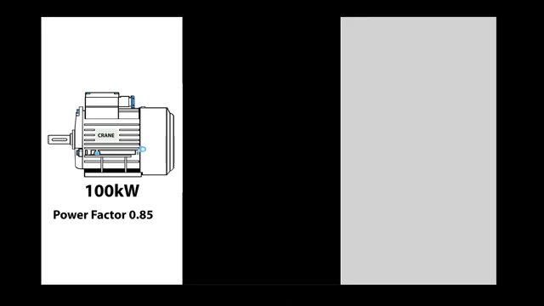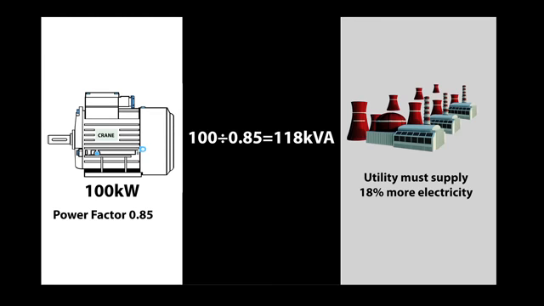If we have a hypothetical electric motor rated 100 kilowatts, then ignoring the inherent efficiency of the motor when running at full load, the electricity supply would have to supply 100 divided by 0.85, which equals 118 kilovolt amps, to provide the 100 kilowatt to run the motor. Or, put the other way, they would be supplying 18% more electricity than they are charging you for.